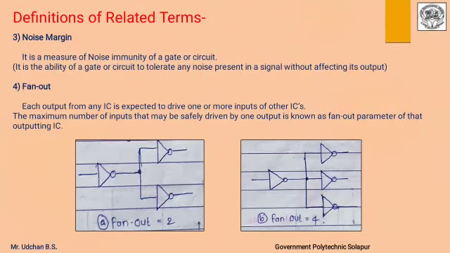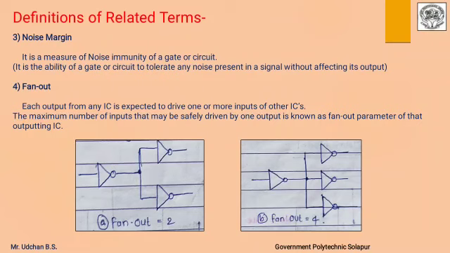Now we already know this term, that is noise margin. It is a measure of noise immunity of a gate or a circuit. This parameter allows us to determine allowable noise voltage on the input of a gate so that output will not be affected.